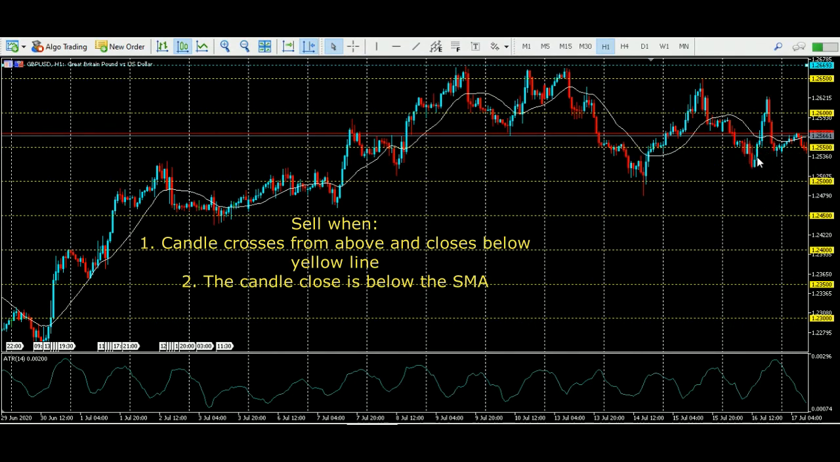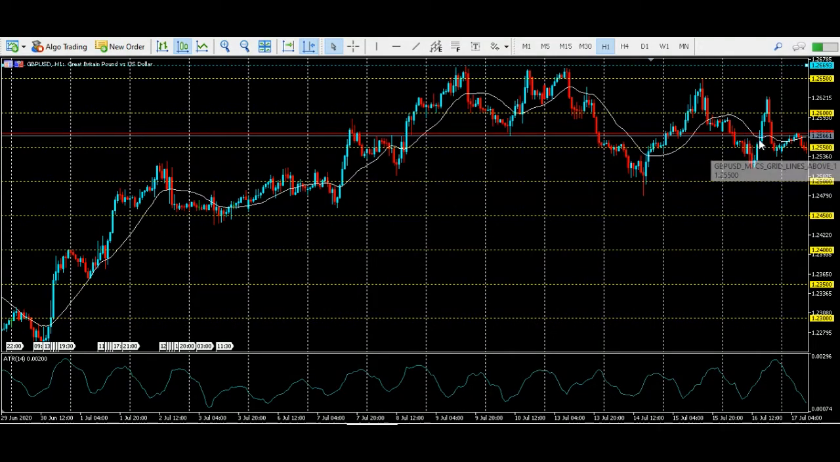Okay, it has crossed here, but we're not going to take this trade. Why? Because it's below the moving average, so it's not a valid buy trade. So we're going to wait for a break of the next line, right? This line didn't close above it, so this is not even a buy trade also.